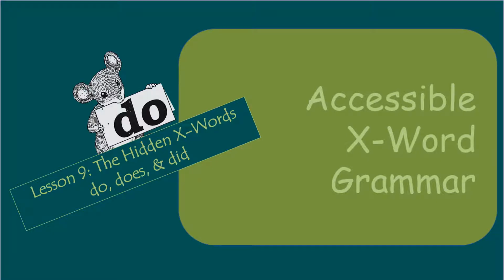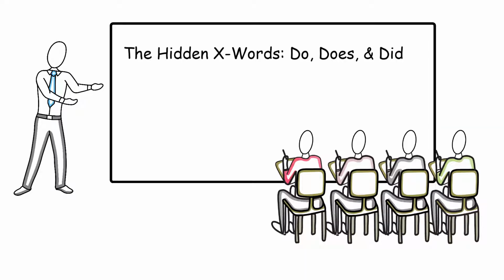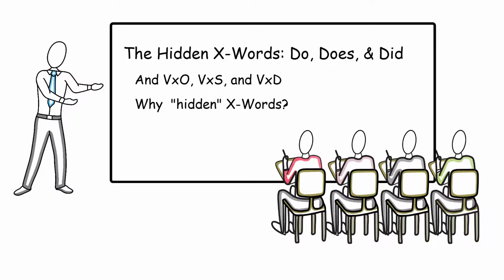Welcome, grammar lovers. The purpose of this lesson is to examine the hidden X words do, does, and did. We will learn how they relate to VXO, VXS, and VXD, why they are called hidden X words, and how they make questions and negative sentences and emphasis.